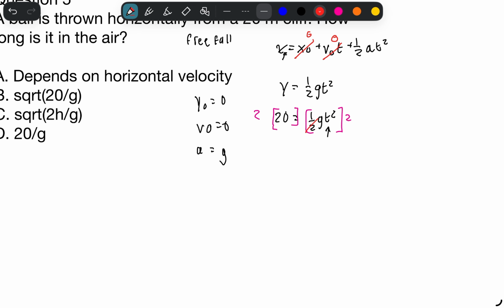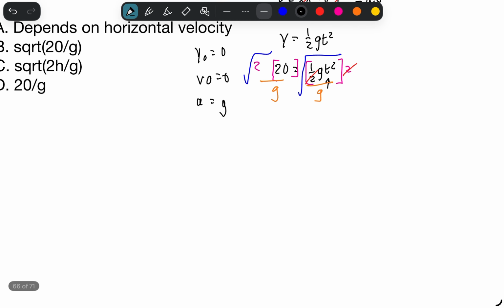After that 2 cancels out. And over here, you're going to divide both sides by g. And you can also take the square root of both sides. So then you're going to be left with t is equal to the root of 2h over g.